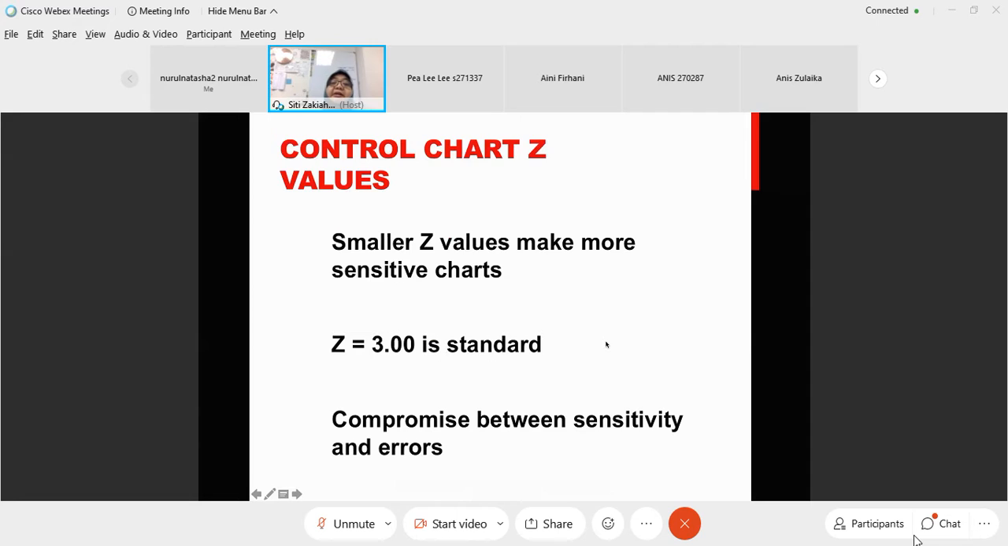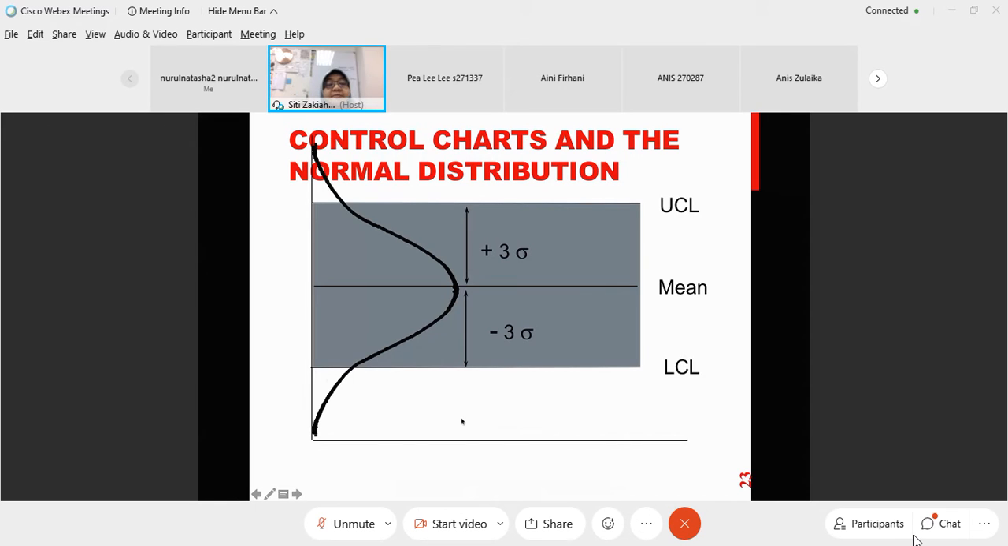Okay. Z. Area under the curve usually is Z. Okay? Z is kalau macam if they give you a question for control charts, kalau dia tak cakap apa-apa, that means Z value is 3. That is standard. So it compromise between sensitivities and errors.